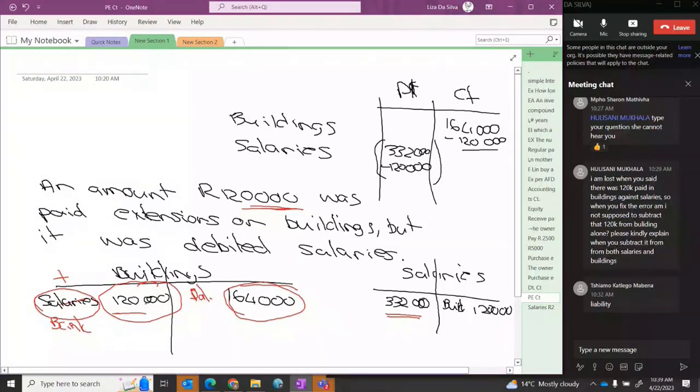So that's why you subtract the 120,000 there and you debit it in the buildings account. But still, there must be more transactions here. The reason why you minus is because there's a credit balance on buildings. And then to correct that, you take the difference between the two. So it sounds like it must be a plus, but it's because there are still other transactions to be made, and there's a 164,000 credit balance on your buildings. That's actually why you minus.